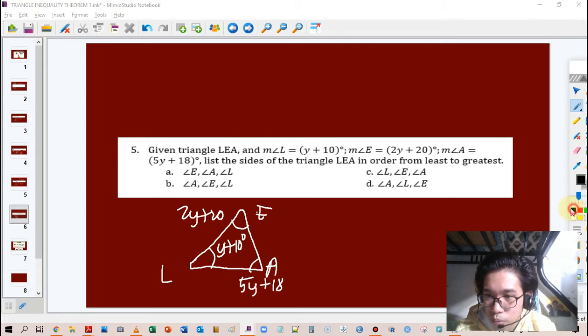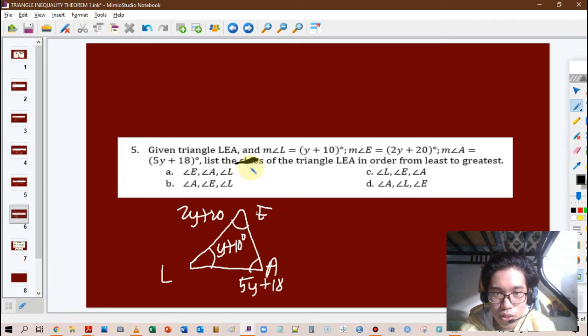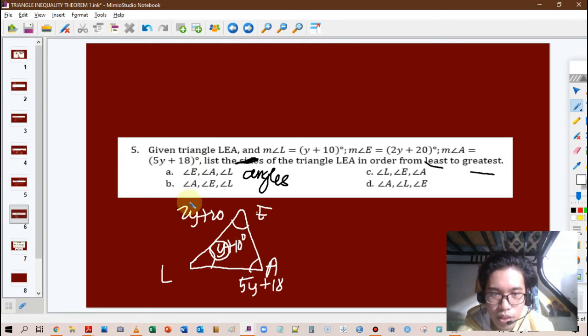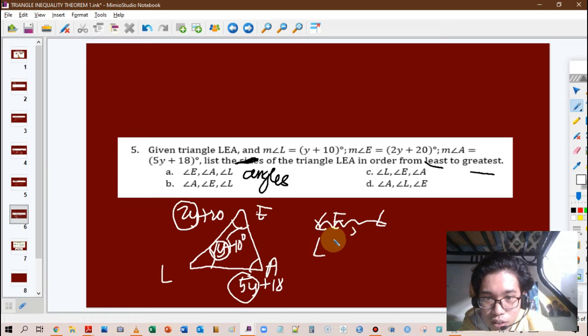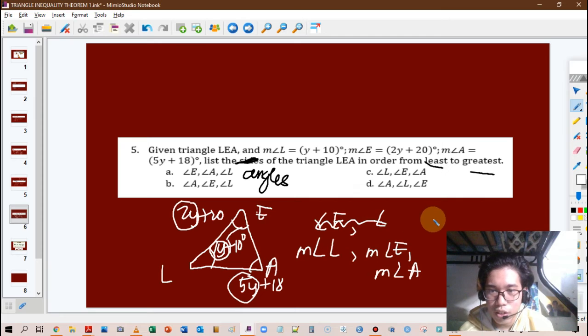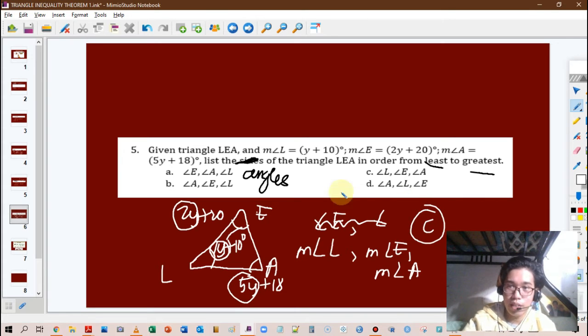So for this problem, they're asking for the angles. We have to list the angles from least to greatest. So how are we going to do that? We can see here that we have the y. Let's look at the y variable here. For y, we can start with angle L, then we go to angle E, then we go to angle A. So therefore, our answer here should be letter C for this problem.